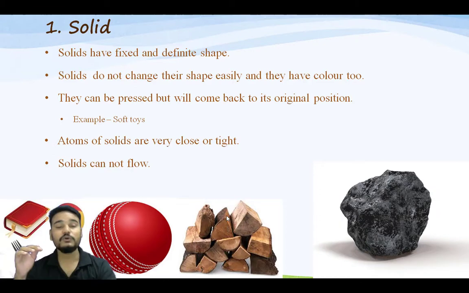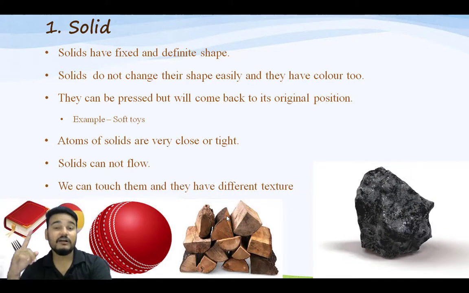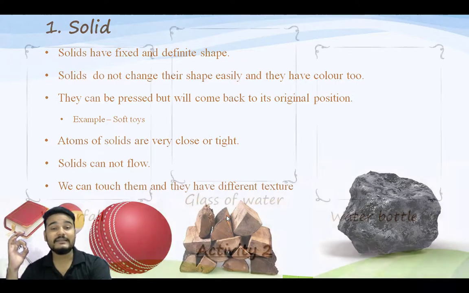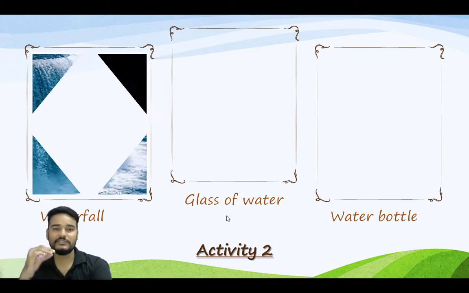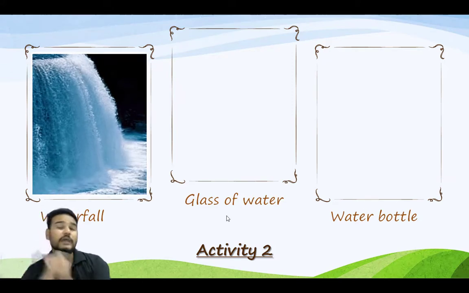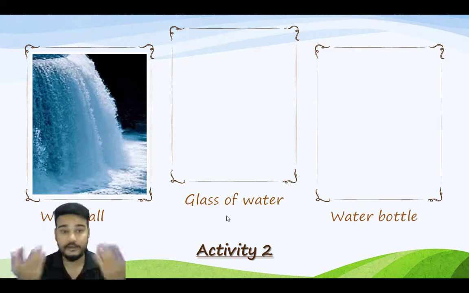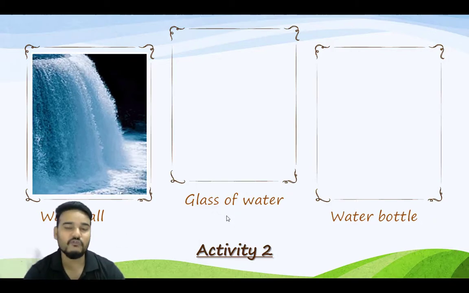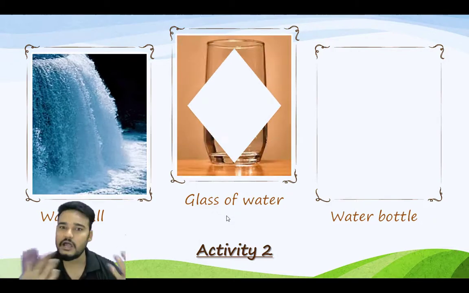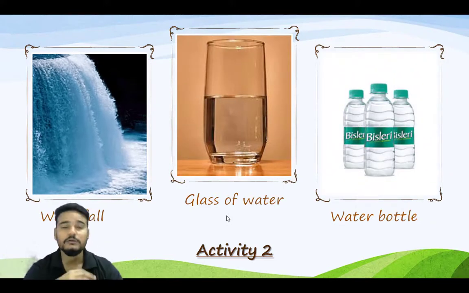Okay, so now we are going to think and we are going to learn about the next state. Now the next activity we are going to conduct is about water. So you might have seen a waterfall, right? Or a river, you might have seen, all have seen actually. So we have one waterfall, then we have one glass of water, and then we have water bottles.